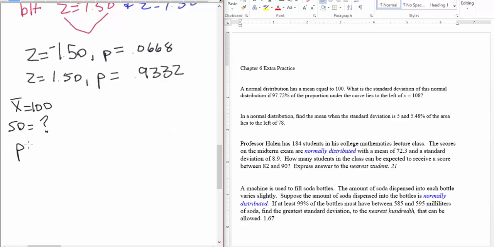So I'm going to write out our p, our proportion, 97.72%. We also know our raw score, so I'm going to denote that with x and then a lowercase 1. So it's raw score 1, x1 equals 108. So 97.72% of the scores fall to the left of x equals 108. We know we have a mean of 100. We're trying to find the standard deviation here. So how do we do that?